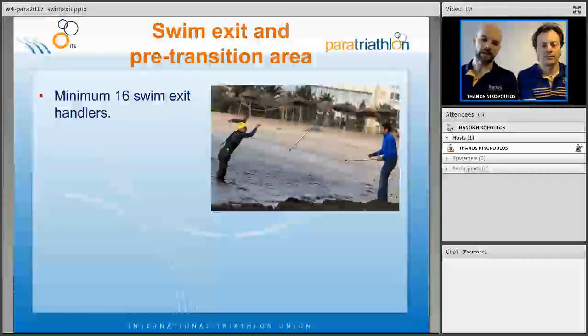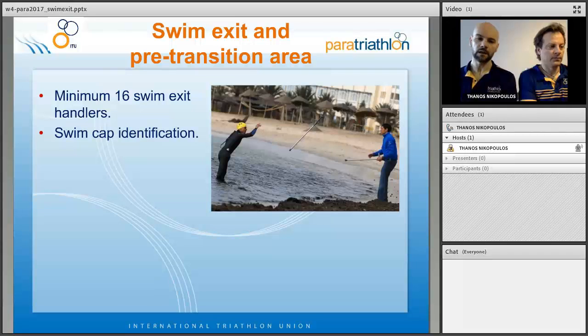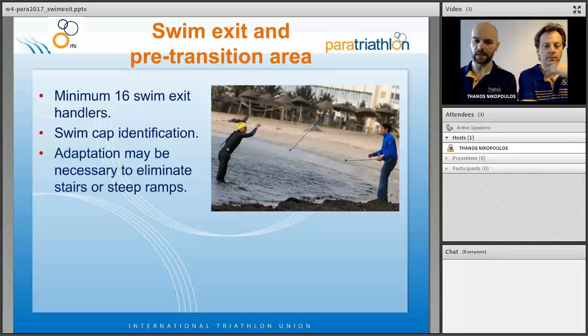As we have explained at the beginning, the organizing committee is responsible for providing the swim exit assistance. According to the rules, there is a minimum of 16 assistants that have to be provided by the organizing committee, but the technical delegate can request more according to the expected number of athletes or the different start times that the event has. Swim cap identification is something that we covered in the two previous webinars, so we need to train the swim exit assistants on this process for them to understand what kind of support they need to provide to the athletes.